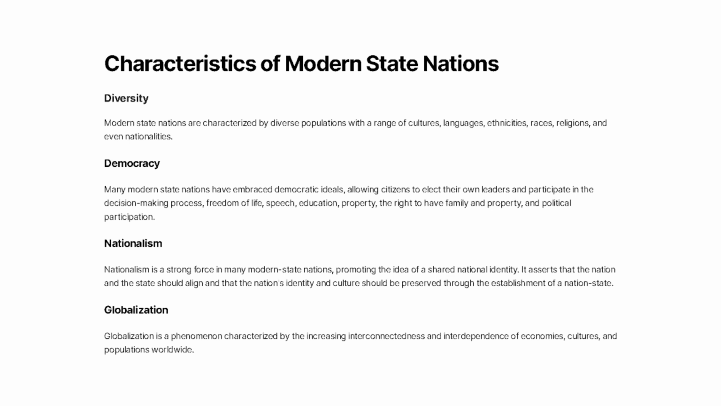The third characteristic of modern state nation is nationalism, and nationalism can be seen throughout the world. Nationalism is a strong force in many modern state nations, promoting the idea of a shared national identity. It asserts that the nation and the state should align and that the nation's identity and culture should be preserved through the establishment of a nation state. Nationalism emphasizes the loyalty and devotion of individuals to the nation above other affiliations.